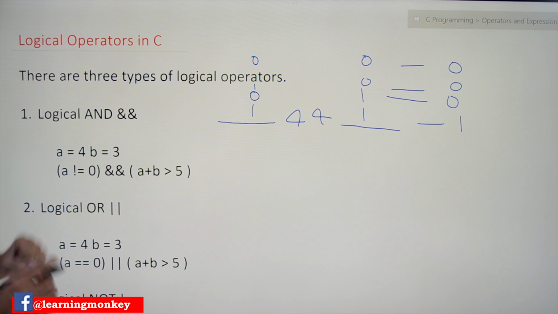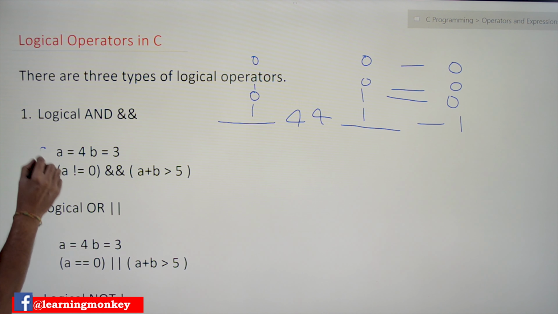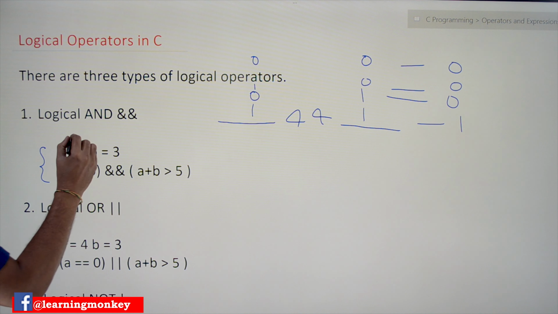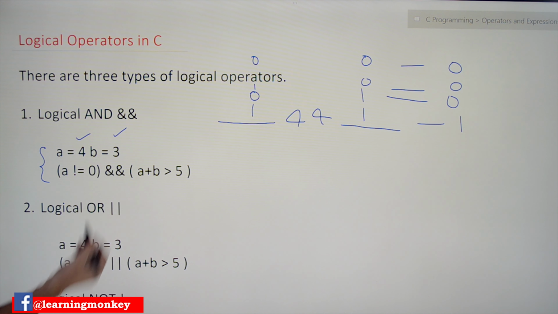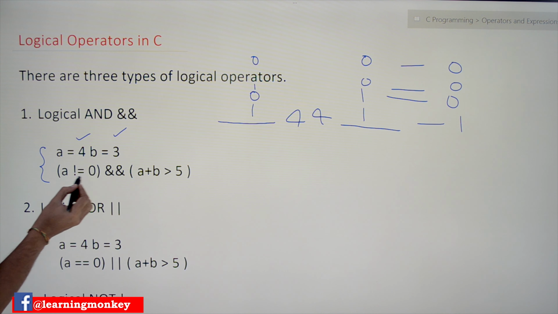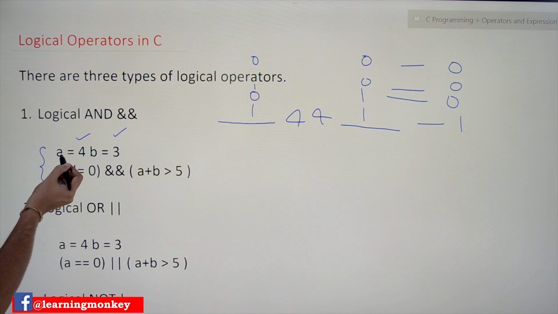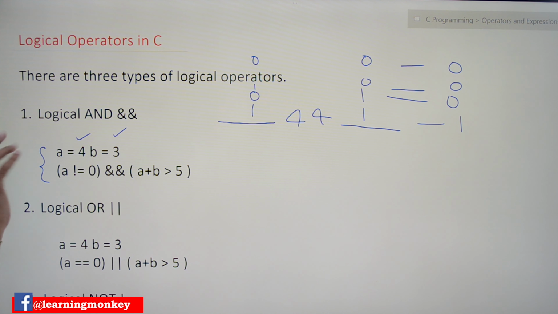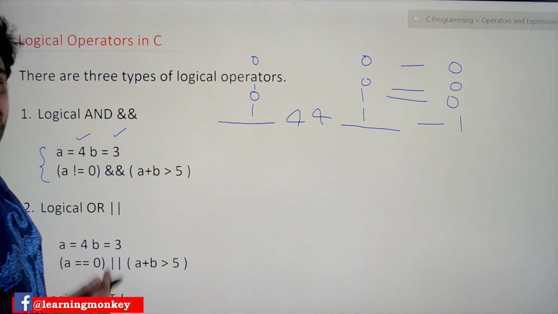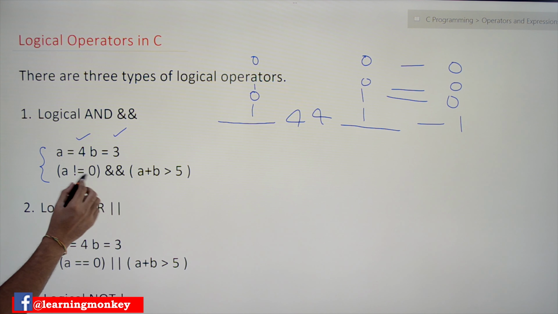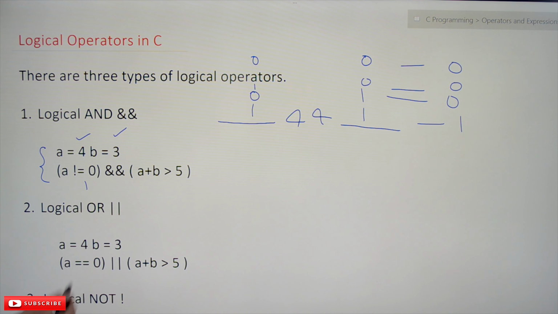Let's try to understand this with an example. Here the value of a is equal to 4 and b is equal to 3. Is a not equal to 0? Yes, the value of a is 4, and 4 is not equal to 0. It is true, so this expression evaluates the output as 1.